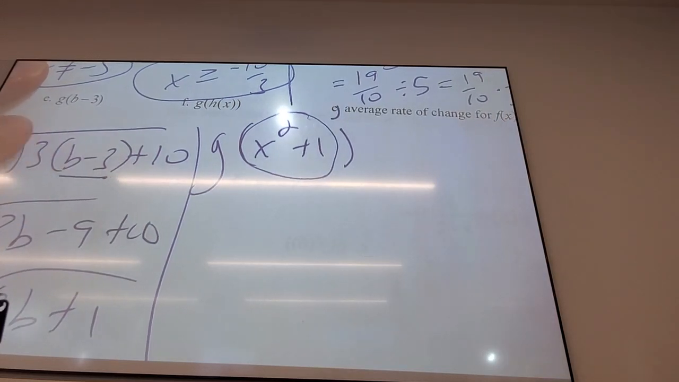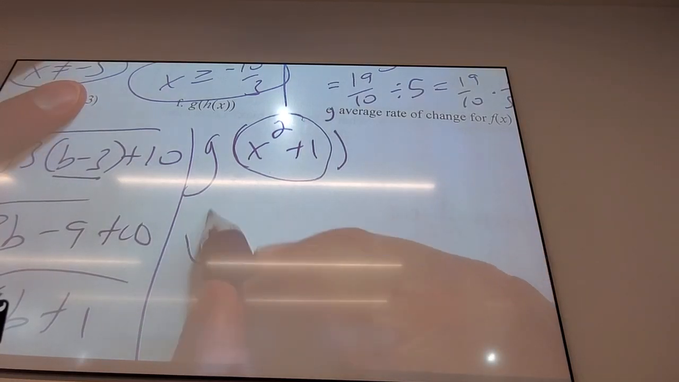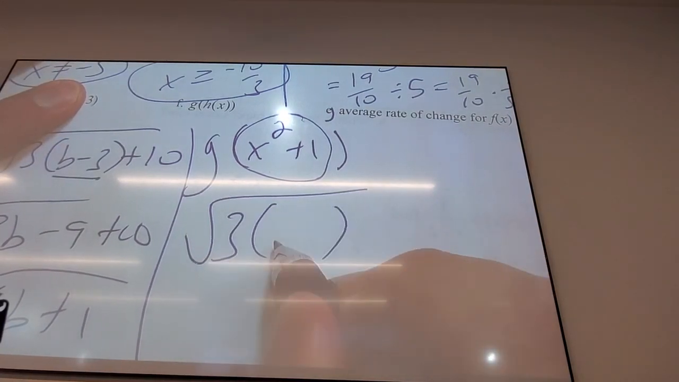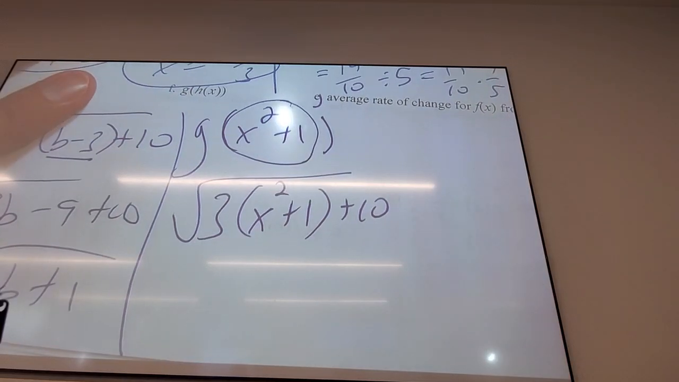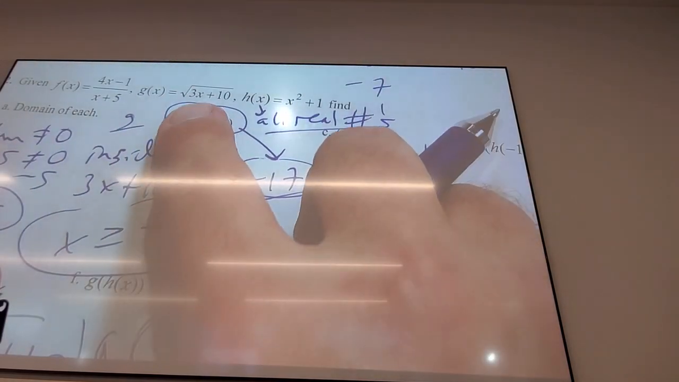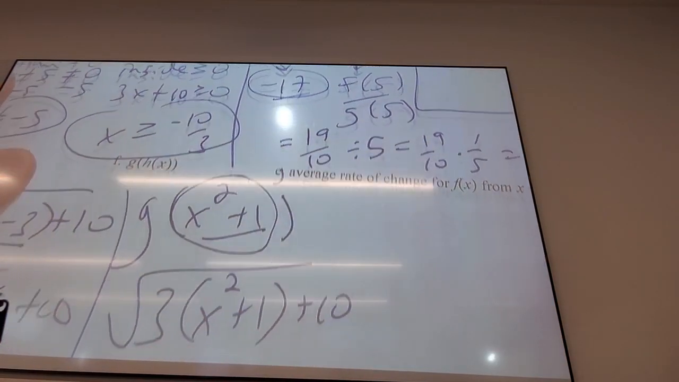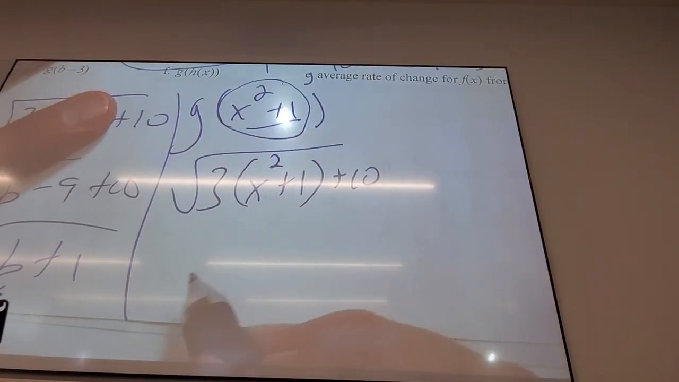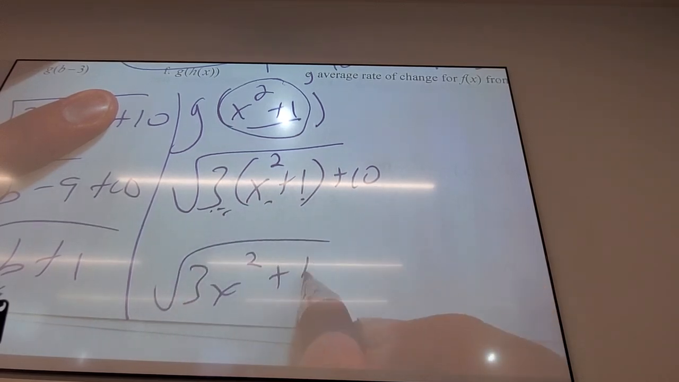How does G feel about all this? We don't care. We're even. So then G would be 3 times stuff, and the stuff is x squared plus 1. Do you see how I just took this and I replaced x with it? That's what you always do. That is just what you do. And then I can simplify this a little bit. This will be 3x squared plus 3 plus 10.